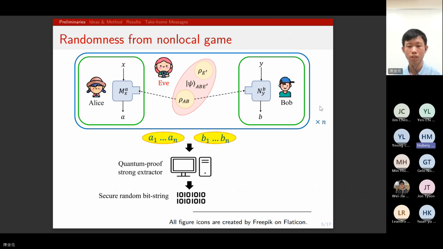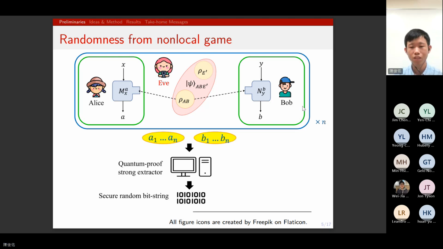So basically, it is a classical algorithm to post-process the outcome to make sure the final result is kind of uniform and correlated with adversaries. Exactly. Okay, thank you. You're welcome.